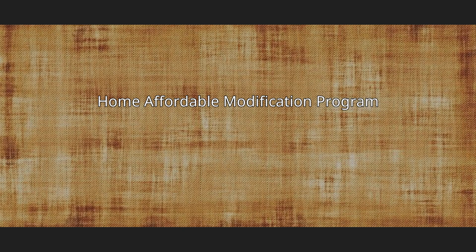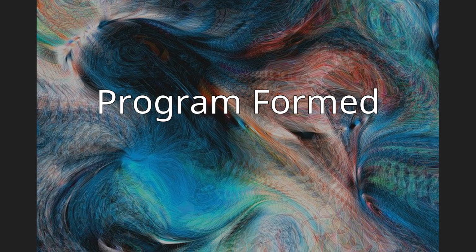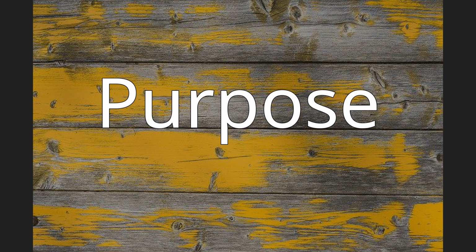Home Affordable Modification Program. Program formed. Purpose. The Home Affordable Modification Program, HAMP, was established on February 18, 2009 to help from 7 to 8 million struggling homeowners at risk of foreclosure by working with their lenders to lower monthly mortgage payments. The program is part of the Making Home Affordable program, which was created by the Financial Stability Act of 2009.